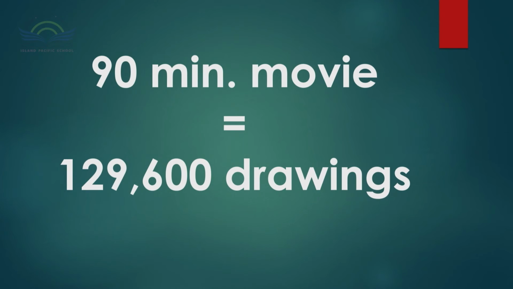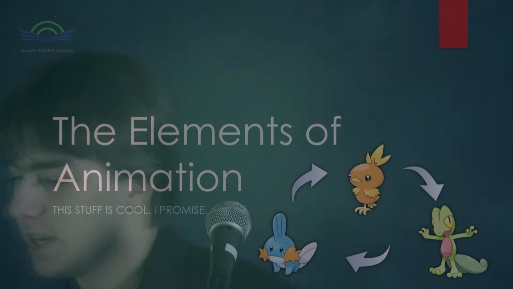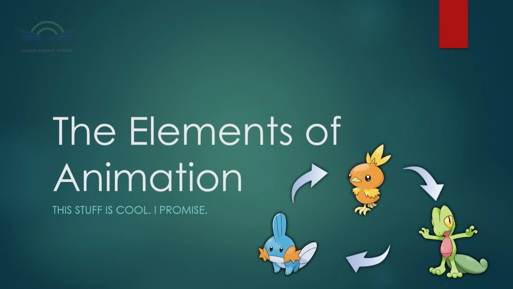Fun fact, if you wanted to create an animation using the traditional technique that is 90 minutes long at 24 frames per second, which is the standard movie frame rate, it would take 129,600 drawings. And for a 100-person team, each person would have to draw 1,296 drawings. That team does not include the storyboard artists, the directors, the script writers, the layout artists, and the special effects editors. Fun times. So, the elements of animation.